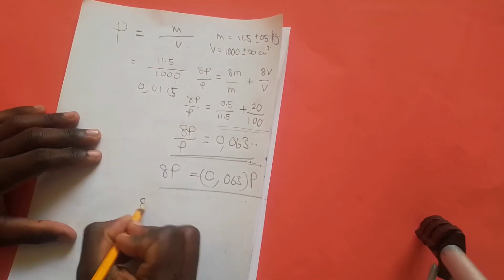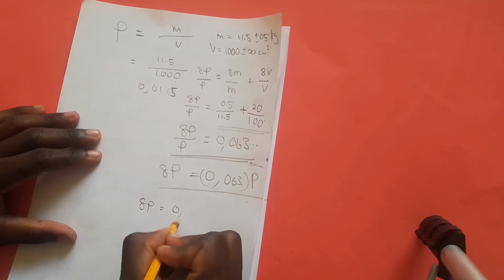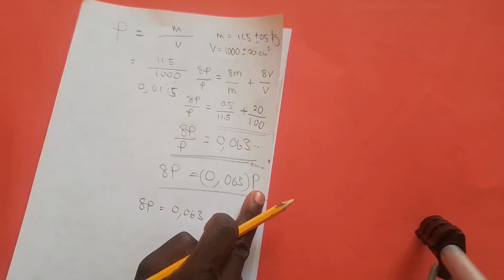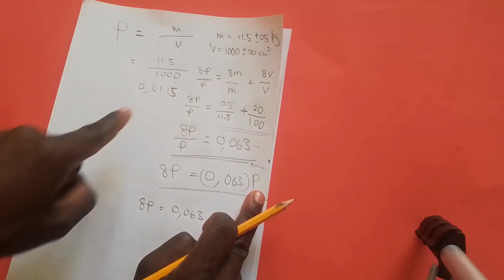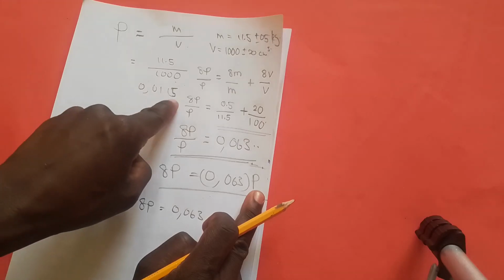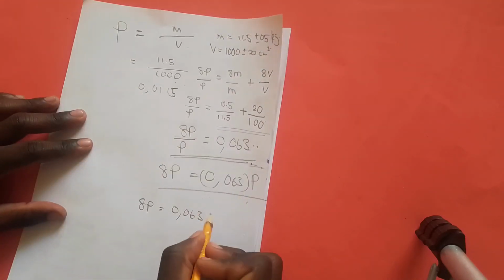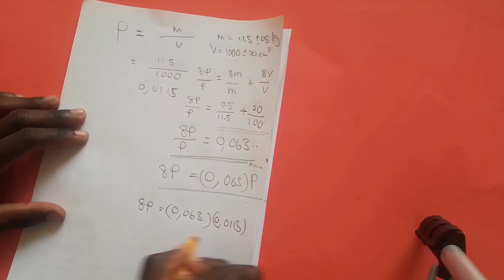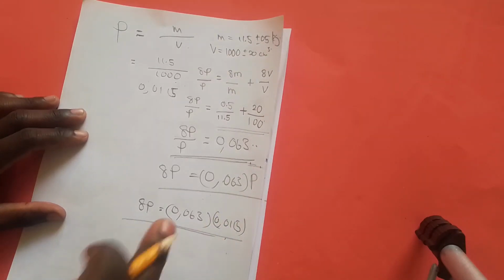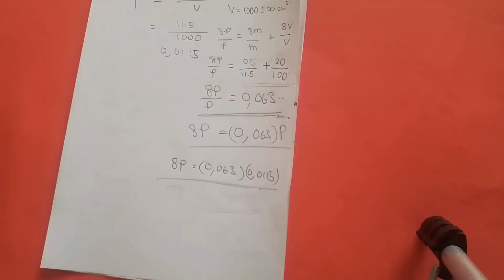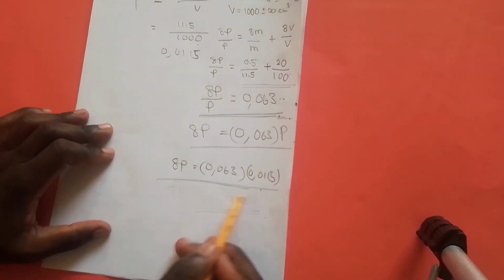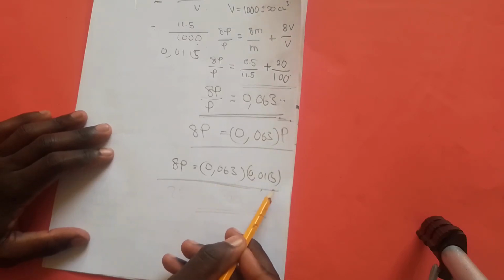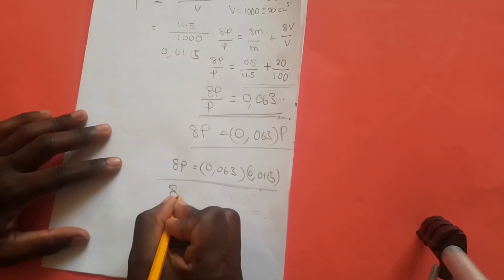Okay, so therefore the absolute error in rho is equal to 0.063. So what is rho now? We've calculated rho, which is the density, which is 0.0115. That is rho. Okay, so the absolute error in rho is 0.063 multiplied by 0.0115. You can just punch that into your calculator.